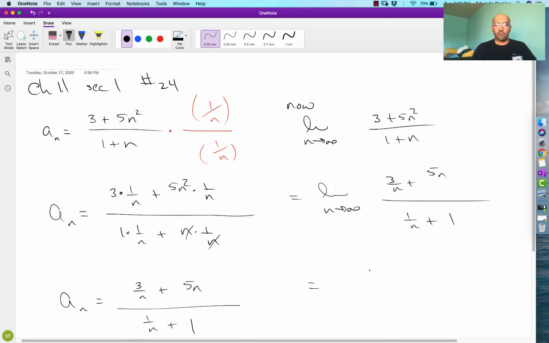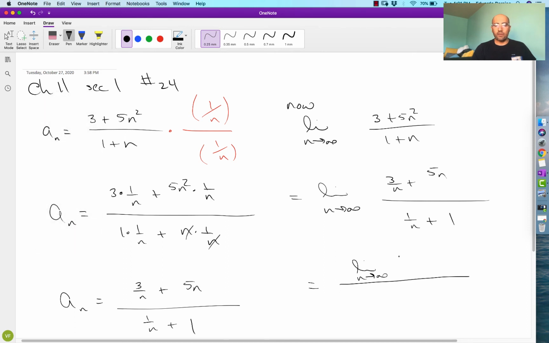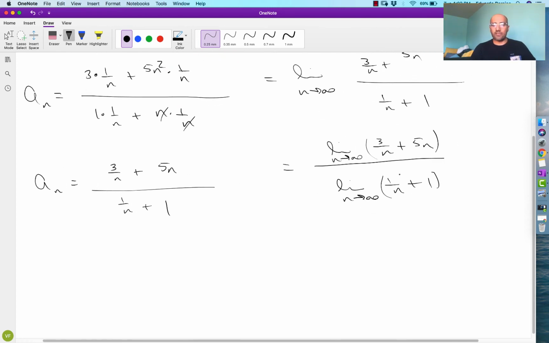And from our properties of limits, we know that if we have a limit of a fraction, we can turn that into the division of two limits. Let's break this down into figuring out the limit of the numerator, which is the limit of 3 over n plus 5n, divided by the limit of the denominator, as long as the limit of the denominator does not equal 0, which it certainly will not in this case. Good. So now the limit of the denominator, well, this is going to go towards 0. We know that 1 over n is going to go towards 0. So let's break this down.